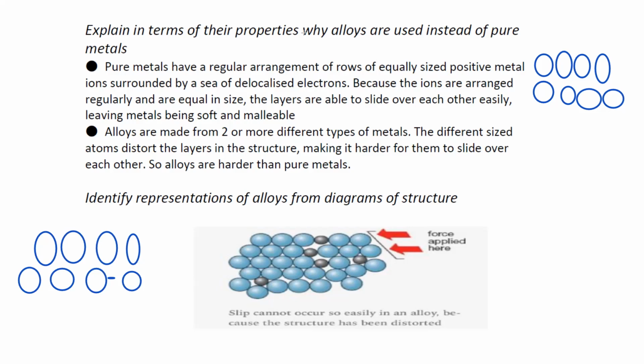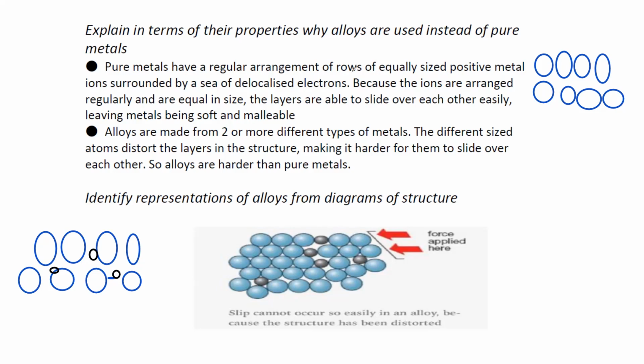So it might contain different sizes of ions within the structure, and due to the presence of these different sizes of ions, what will happen? The alloys are harder. Alloys are not malleable. Why are they harder? Because of the different sizes of the ions, the layers cannot slide over each other, as they will have more friction between them. So whenever you have a mixture of metals, that will become harder.